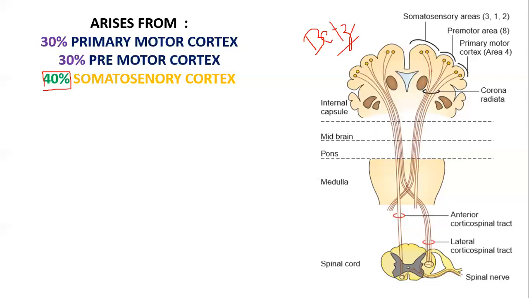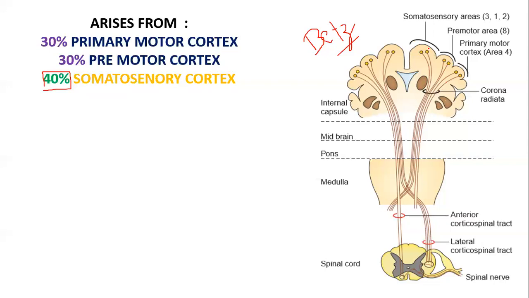If you observe this picture, this is your primary motor area, this is your premotor area, and this is your somatosensory area. This should be 6 actually. So primary motor area, premotor area, and then somatosensory area. You have 30% of fibers arising from primary motor cortex, 30% of fibers from premotor cortex, and 40% of fibers arising from your somatosensory area.